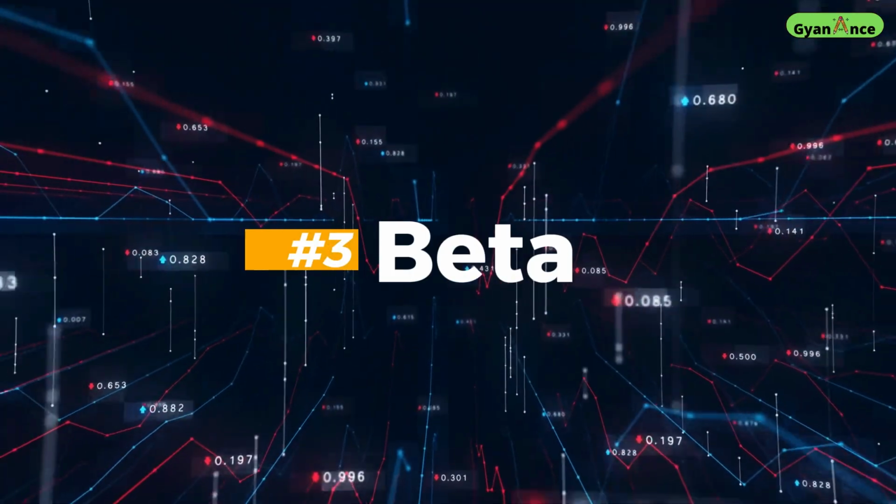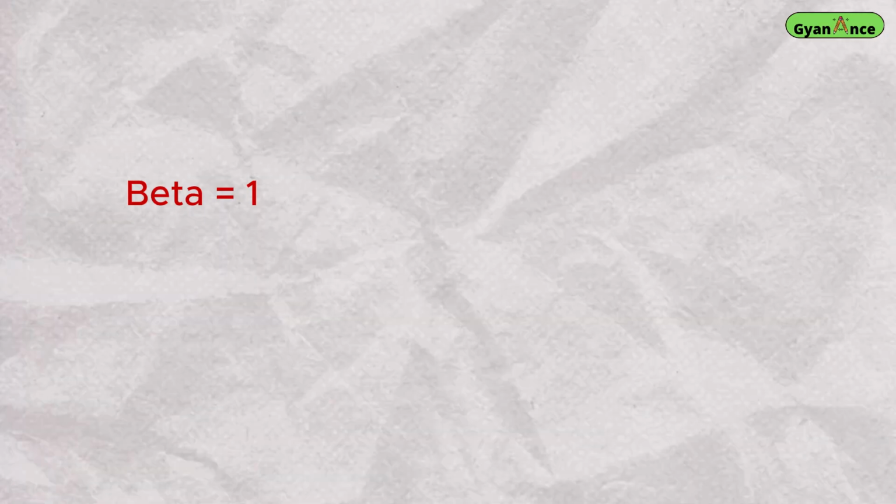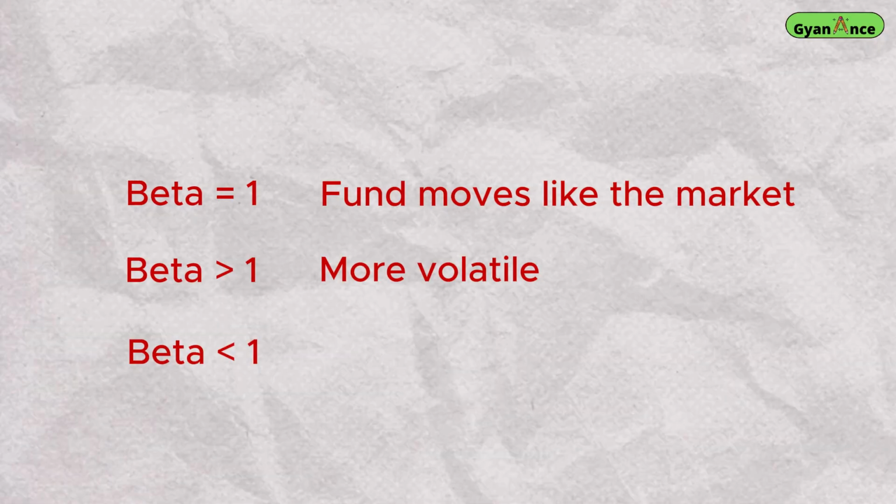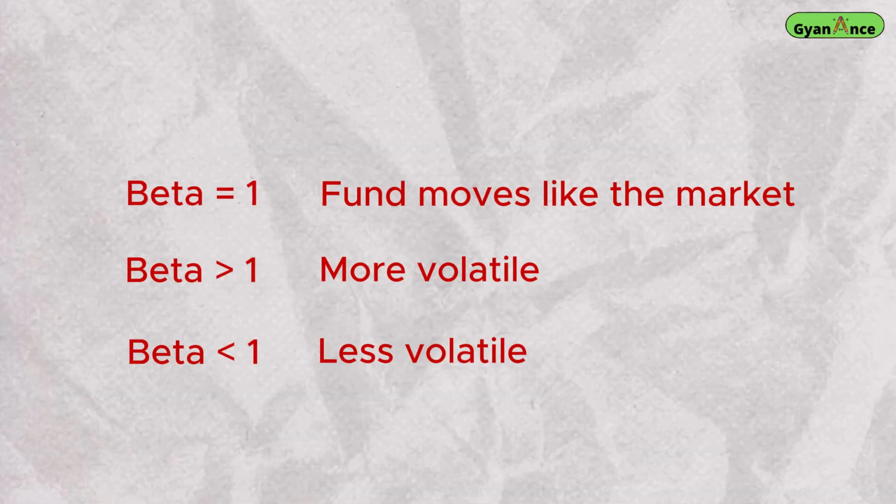Beta shows how your fund behaves compared to the overall market. If the beta is equal to 1, that means the fund is moving like the market. If beta is more than 1, that means the fund is very volatile. And if beta is less than 1, that means it is less volatile.